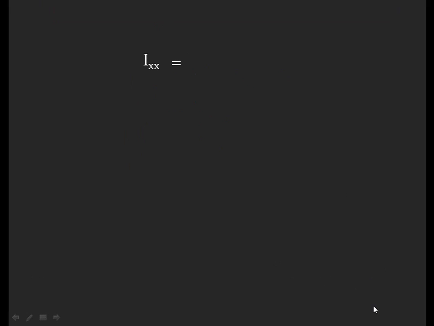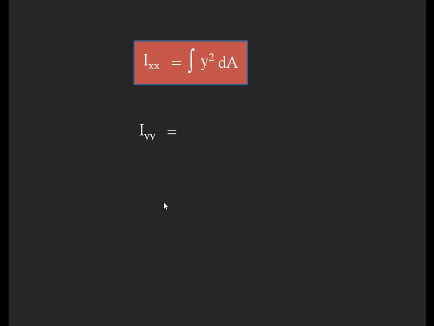Finally, we can represent the moment of inertia about the x axis, Ixx, as the integral of y square dA. Similarly, the moment of inertia about the y axis, Iyy, is equal to the integral of x square dA. This is the representation of the moment of inertia for any particular body by the integral method. So Ixx equals integral y square dA, and Iyy equals integral x square dA.